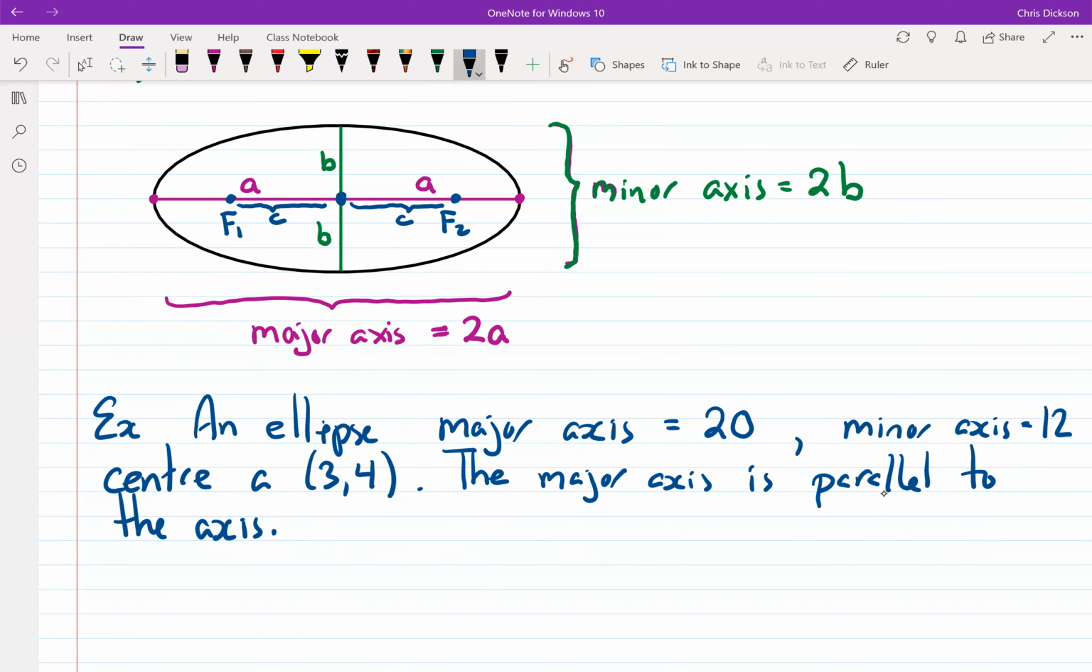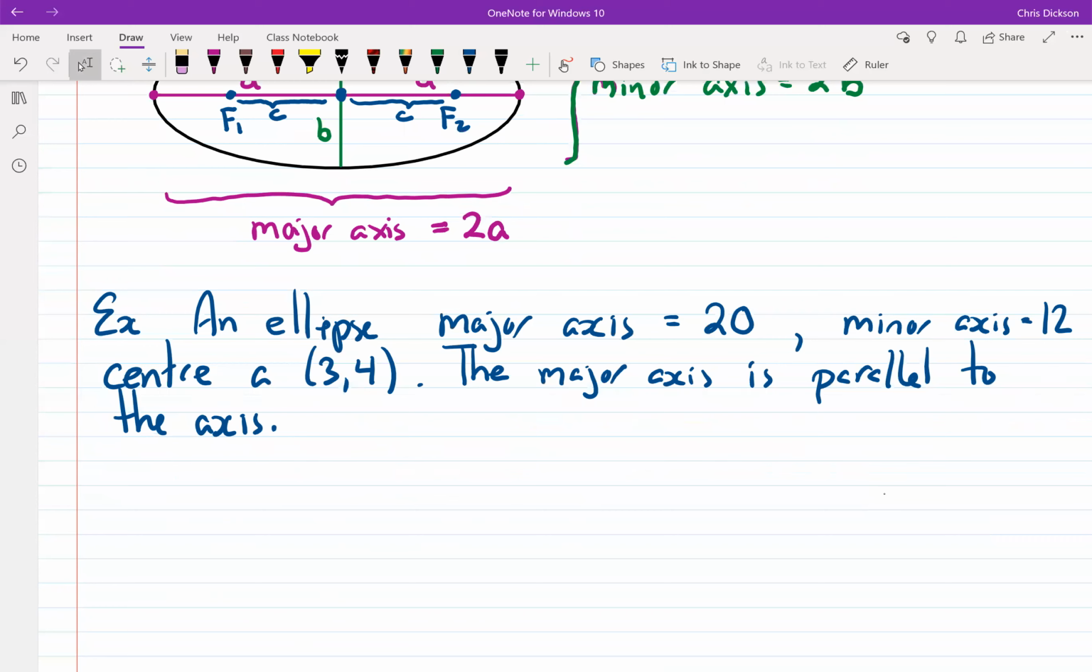Okay, so if that's true, then once again, you could just do a rough sketch. You don't have to draw this super nice. It's really a rough and ready kind of sketch here. So what do I know? Well, I know the center is (3, 4).